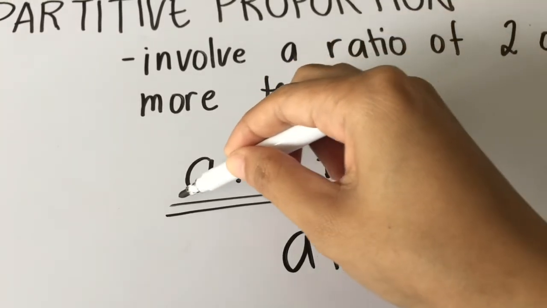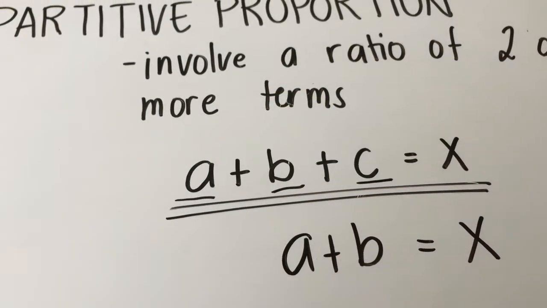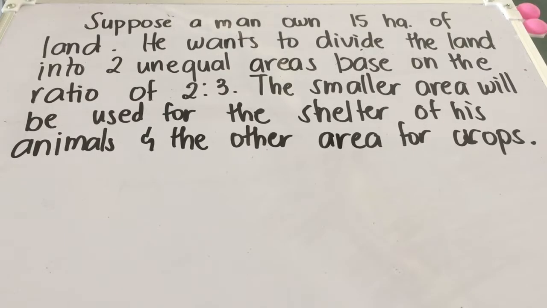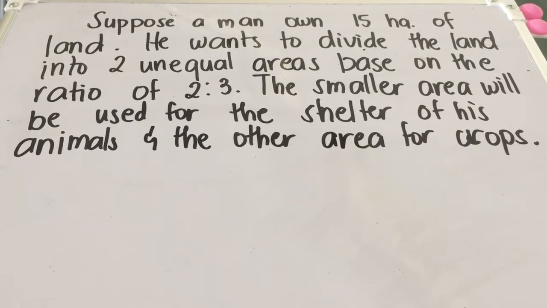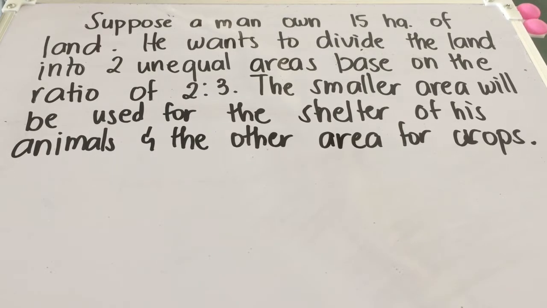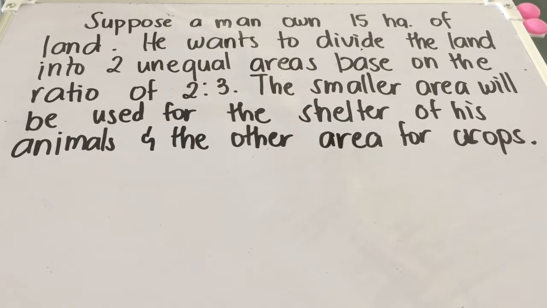So this A, B, C are not necessarily equal. So we will proceed to the first example of partitive proportion. Suppose a man owns 15 hectares of land. He wants to divide the land into two unequal areas based on the ratio of 2:3. The smaller area will be used for the shelter of his animals and the other area for crops.